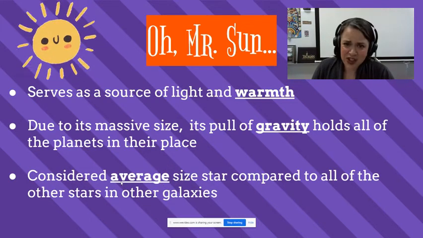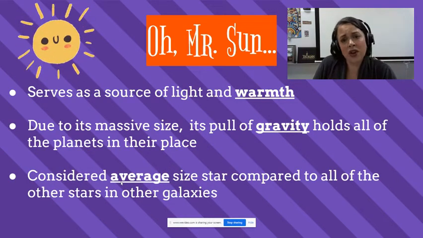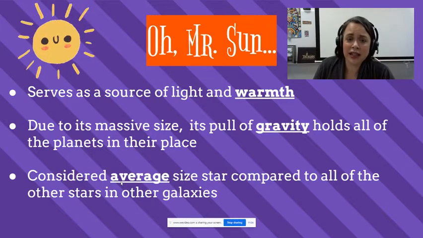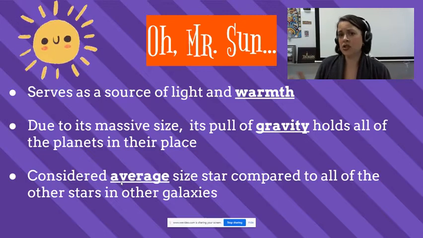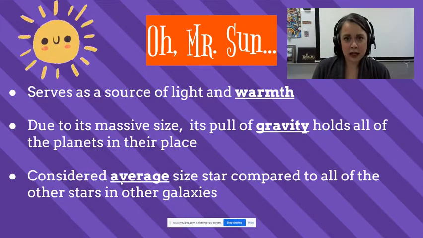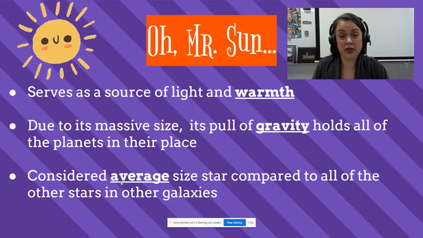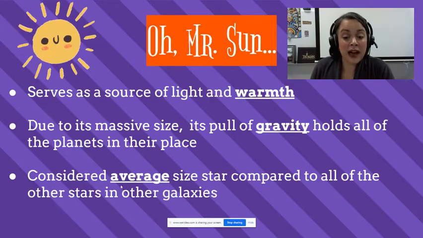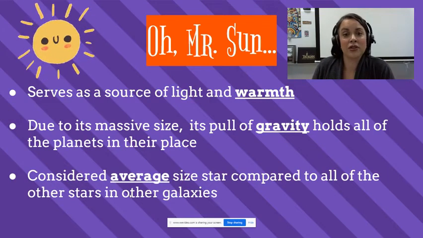The sun is, however, considered an average-sized star compared to all of the other stars in other galaxies. There are lots of other stars out there, and some stars are smaller than our sun, but there are also a lot of stars that are a lot bigger than our sun. So the sun is really only average in size compared to stars in other galaxies.